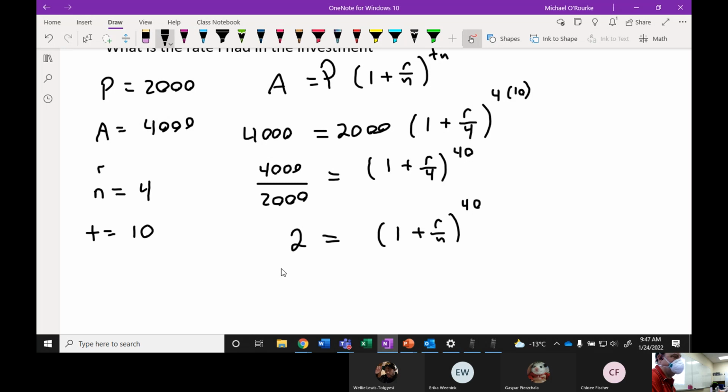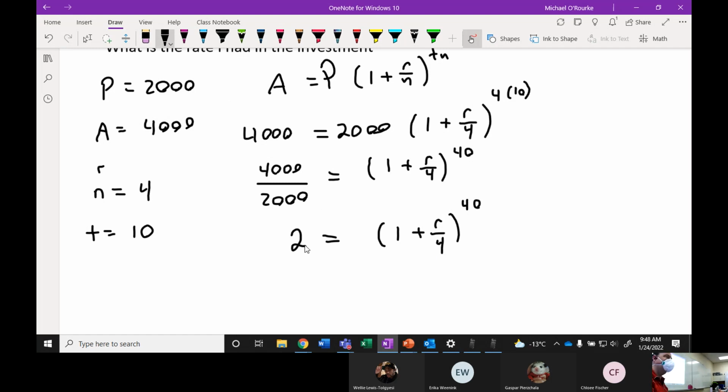What's with the 40? 4 times 10. Why did you switch it back to R over? Pardon? Oh, is that a 4? It's a 4 underneath, yeah. Or like 4. Oh, sorry. 5. Okay. So like, okay.